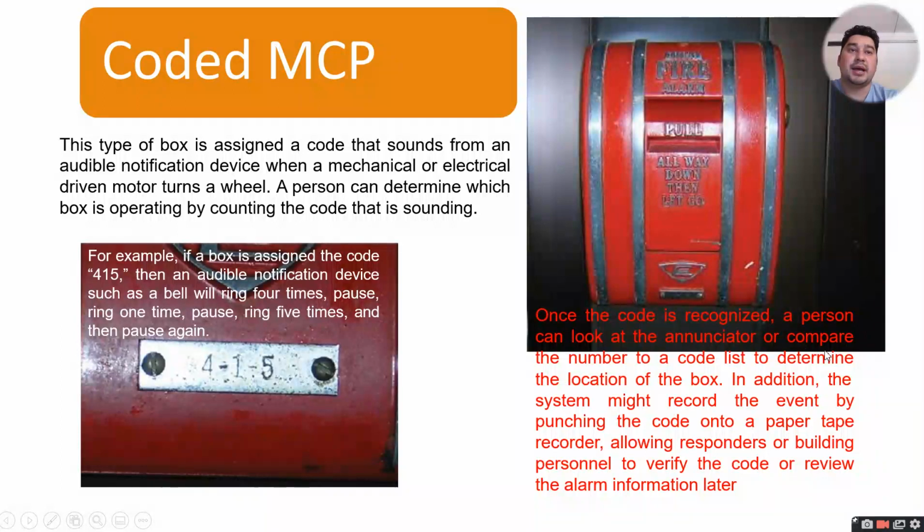Once the code is recognized, a person can look at the annunciator or compare the number against a code list to determine the location of the box. So once a person detects the code, they can search for the location of the box.